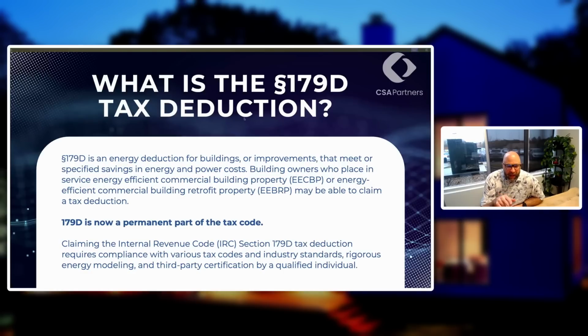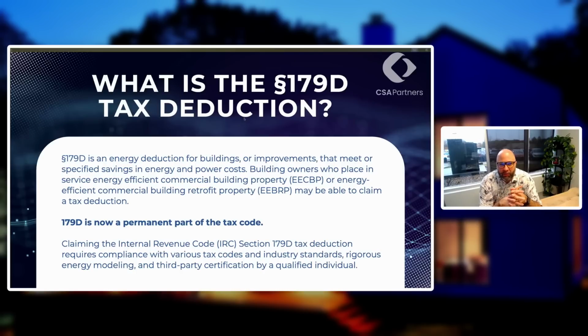So I have 2 more slides. I do want to talk about 179D real quick. 179D is a deduction that's available to developers who are developing commercial real estate. So it has to be commercial. Typically, it has to be new construction. There have been a couple of remodel projects where we can qualify for portions of it.